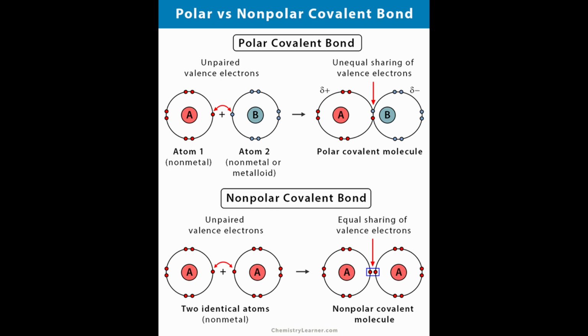There are 2 degrees of covalent bonding: polar covalent bonds and nonpolar covalent bonds. The difference between polar and nonpolar covalent bonds is the degree to which the electrons are shared.